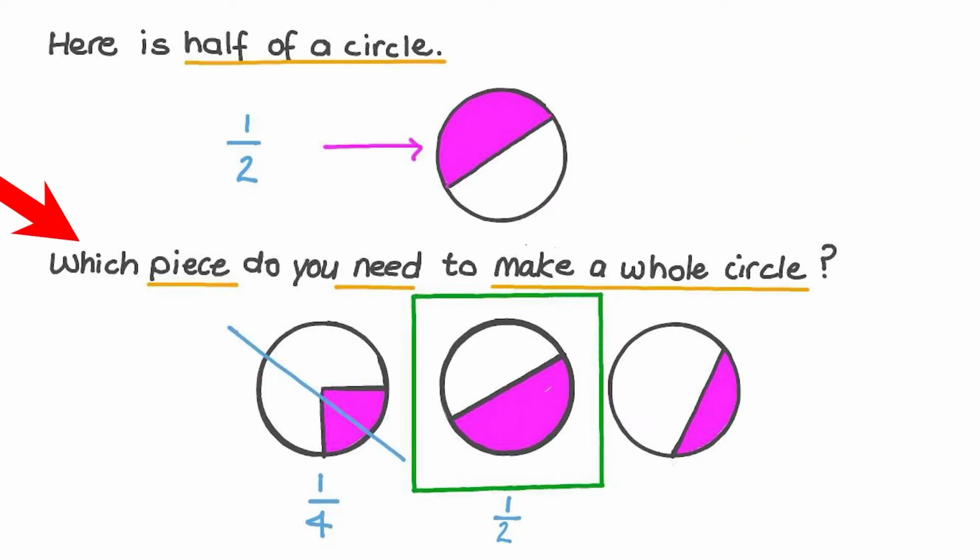Look at the bottom. Let's look at which piece do I need to make a whole circle. Which piece do I need to make a whole circle? So you'll see three options at the bottom. And on each circle, you have shaded parts. But which one would be accurate to give me a whole circle if I'm to take it and put it to the circle at the top? It would be the one in the middle. Because, as I said before, half and half makes a whole.